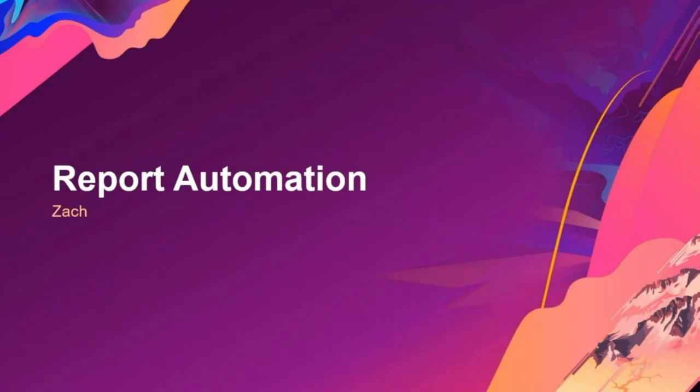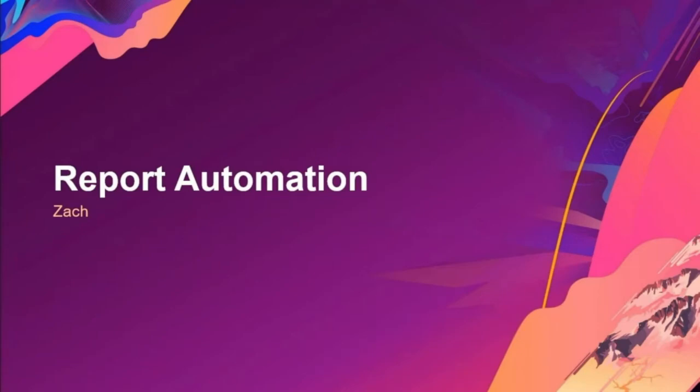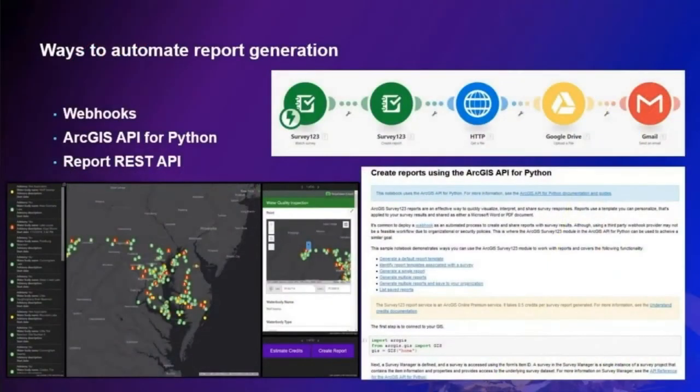Thank you, Barbara. I'll now cover some common ways to automate the generation of ArcGIS Survey123 reports. Now that you've seen how you can build stunning templates and create reports via the Survey123 website, you may want to automate that task when a survey is submitted or a bulk export of reports. There are 3 common ways to automate report generation. They are through webhooks, using the ArcGIS API for Python, or using the Report REST API in a custom application.